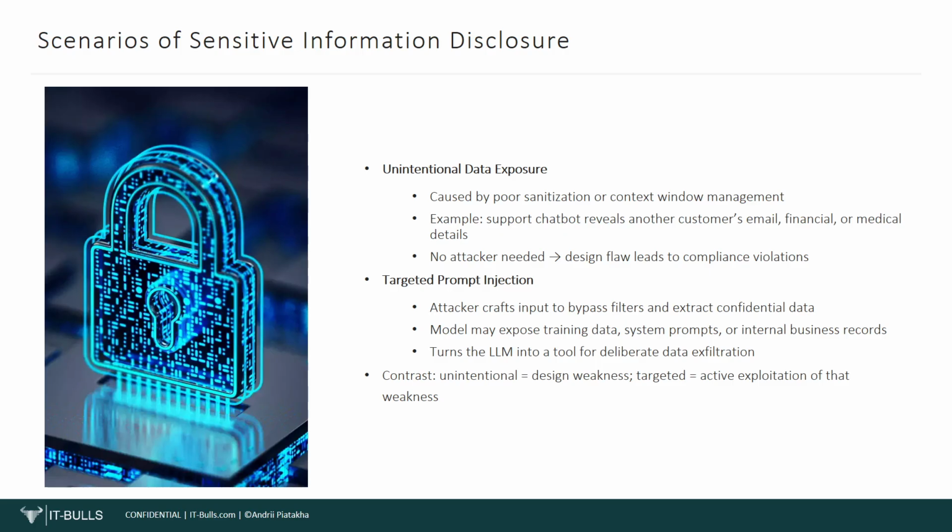The first one is unintentional data exposure, which often occurs because of poor or incomplete sanitization. Imagine a user interacting with a model-based customer support system. Instead of receiving only their own account information, the model, perhaps due to how its memory or context window is managed, inadvertently includes another customer's personal data in its response.